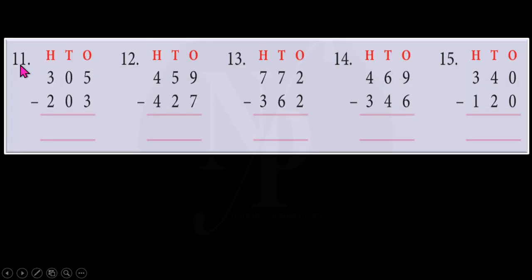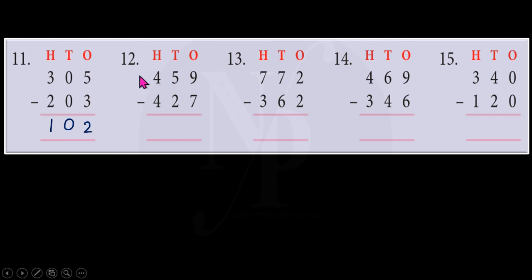Question number 11, 305 minus 203. On subtracting 3 from 5, you get 2. Subtracting 0 from 0, you get 0. And on subtracting 2 from 3, you get 1. Therefore, 102 is the difference.